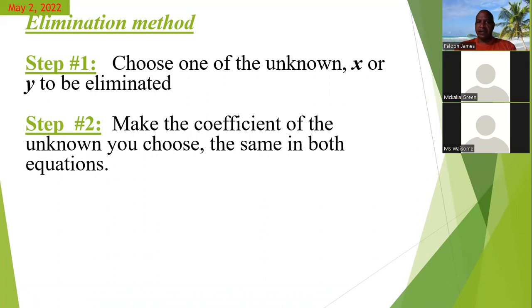So you have 2 unknowns, x and y. You need to choose one of them to get rid of, and whatever the other one is, you solve after you get rid of that one. All right, so that's the first step, choosing the unknown to be eliminated. And so the second step, after you choose the unknown to be eliminated, in order to eliminate it, you have to make the coefficient of that unknown be the same in both equations. Now, what do I mean by that?